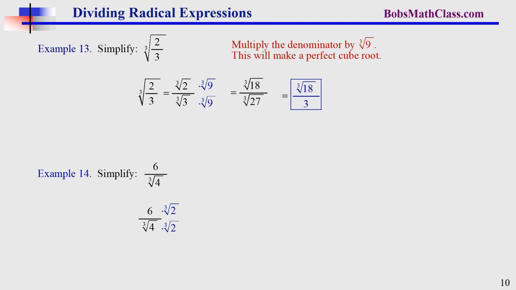What is 6 times the cube root of 2? That's just 6 cube root 2. The denominator will be cube root of 8. And then in the denominator, the cube root of 8 is 2. Are we all done? Heck no, right? We can reduce a 6 by 2. So that gives us the final answer of 3 cube root of 2.